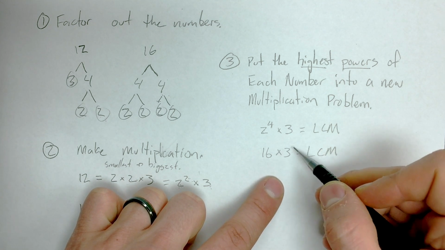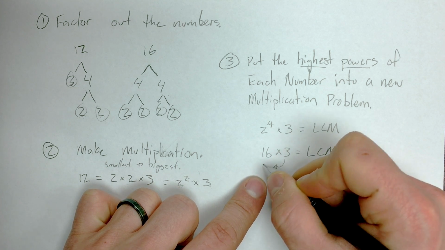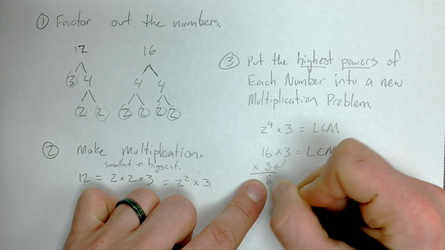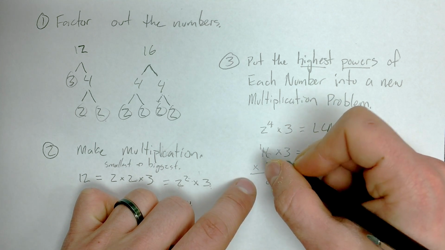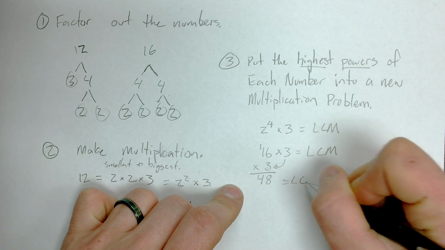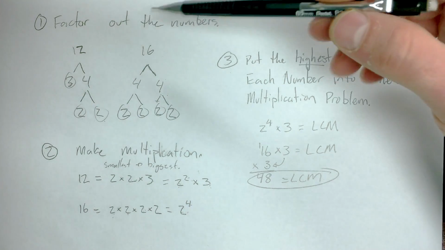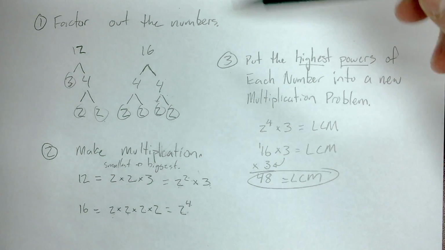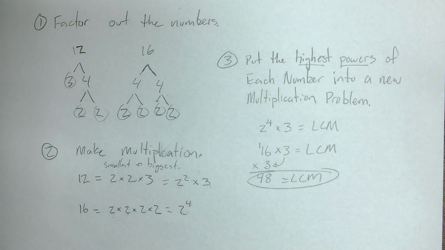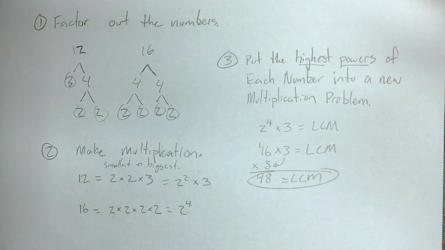Now, if we have to stack these and multiply them, let's do it. So let's move that down here. Let's say 3. 6 times 3 is what? 18. 3 times 1 plus 1 is 4. So 48 equals the LCM. All right? This, with everything written out like this, is the least common multiple process. This is how you find the least common multiple.